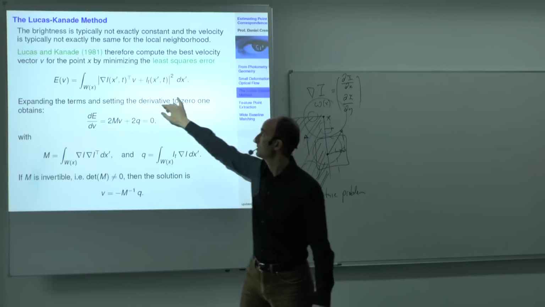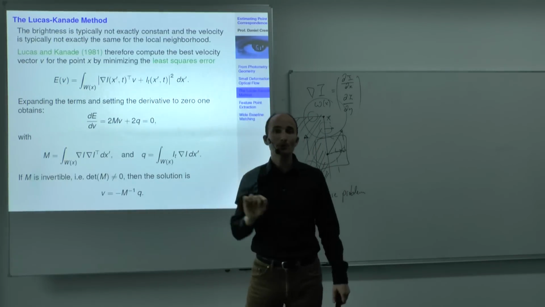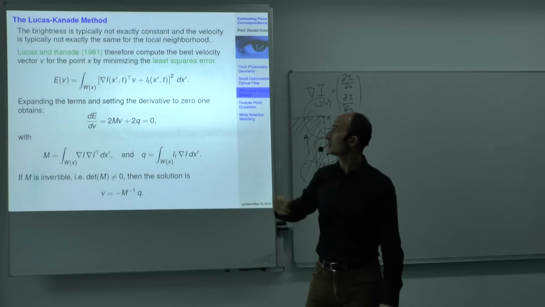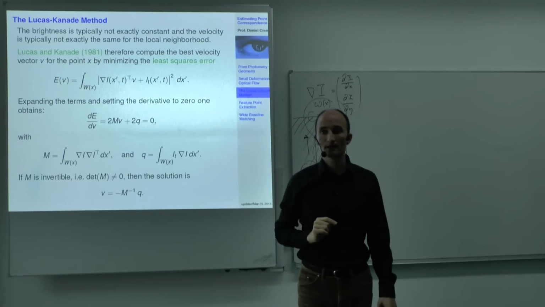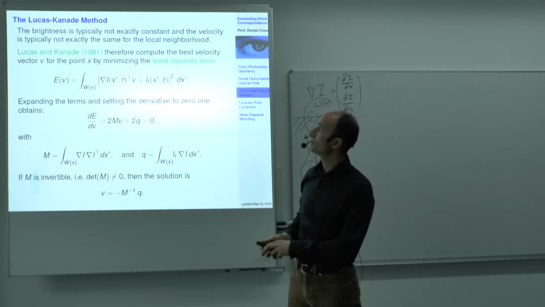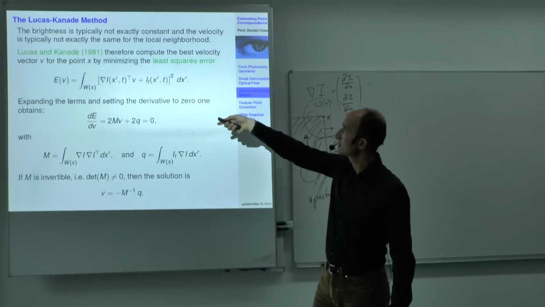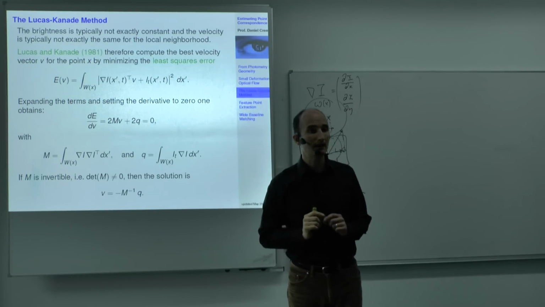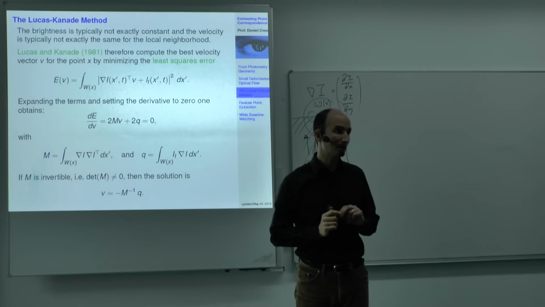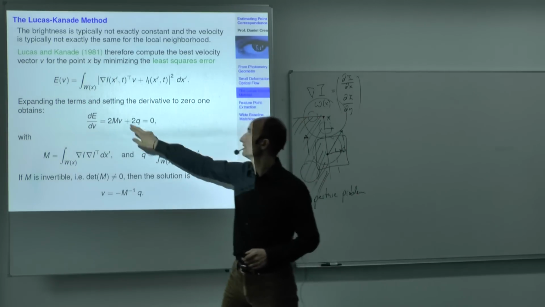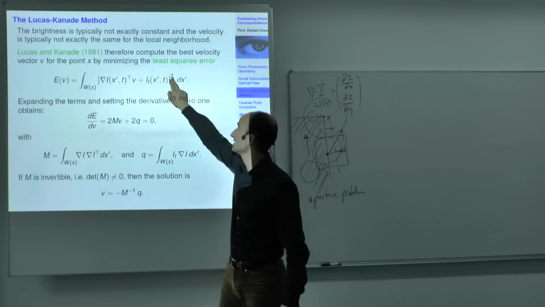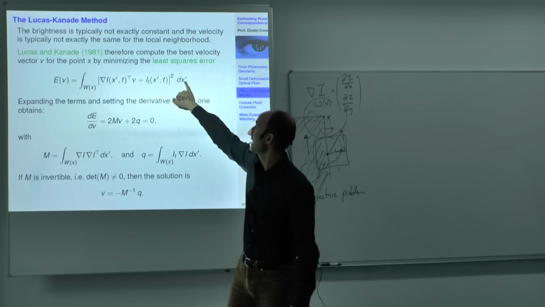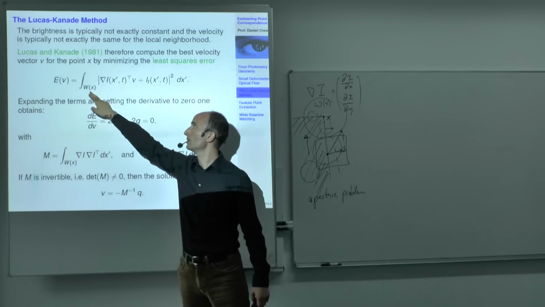If this is 0, it basically means the full flow constraint is perfectly fulfilled. It's exactly 0. In practice, it's not going to be 0, it's going to be larger than 0. And so what Lucas and Kanade proposed is they set up this cost function and said, find the vector v that minimizes this expression, that fulfills, as best as possible in this quadratic sense, the flow constraint for all points x prime in the window around x.